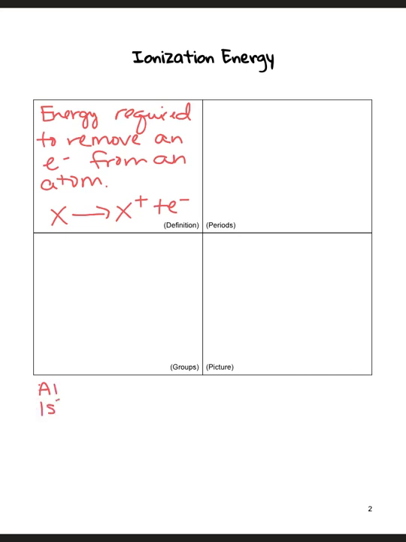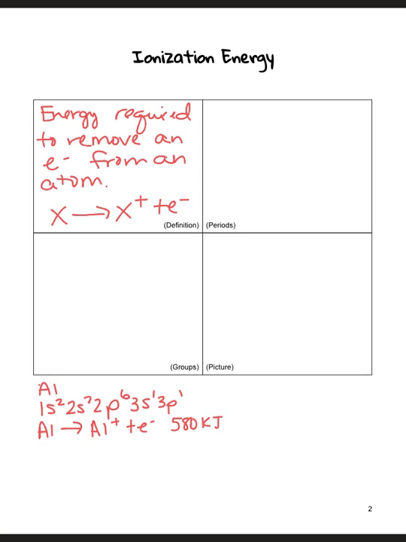Aluminum's electron configuration is 1s2, 2s2, 2p6, 3s2, 3p1. So what happens here is if aluminum loses one electron, and you just need to have this in your notes, it'll make sense as I go on. If it loses one electron, it actually takes 580 kilojoules of energy for that one electron to be pulled from that atom.